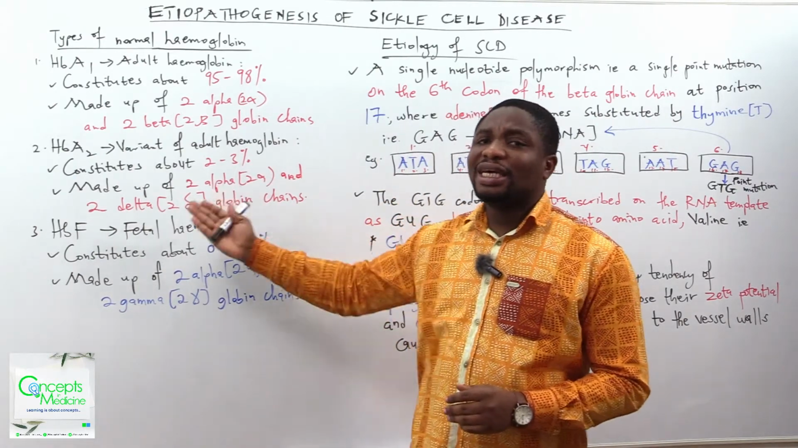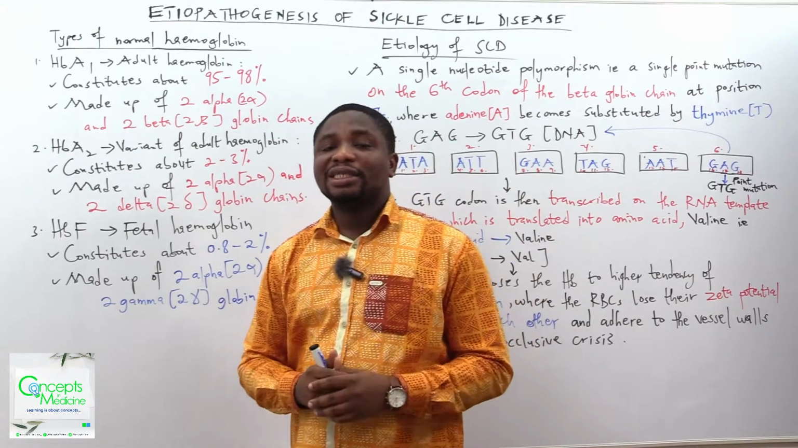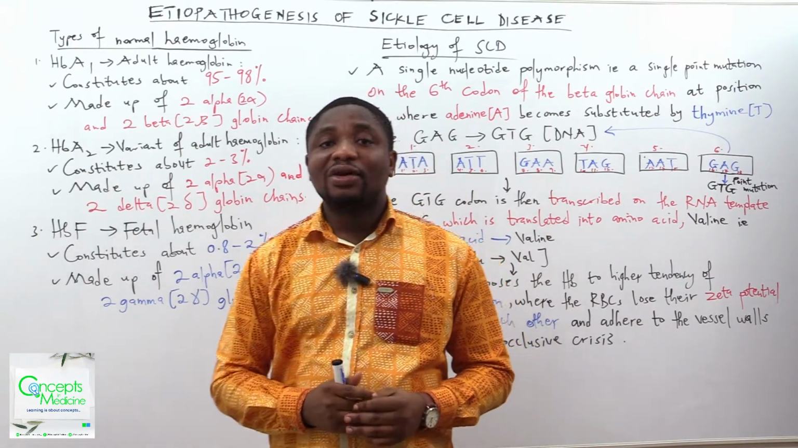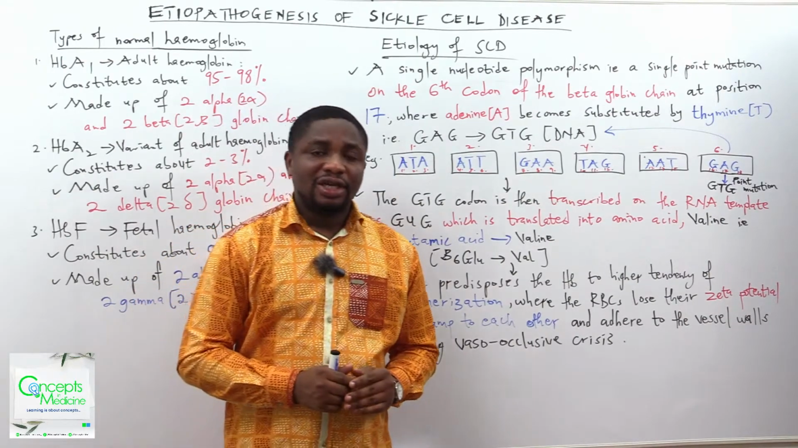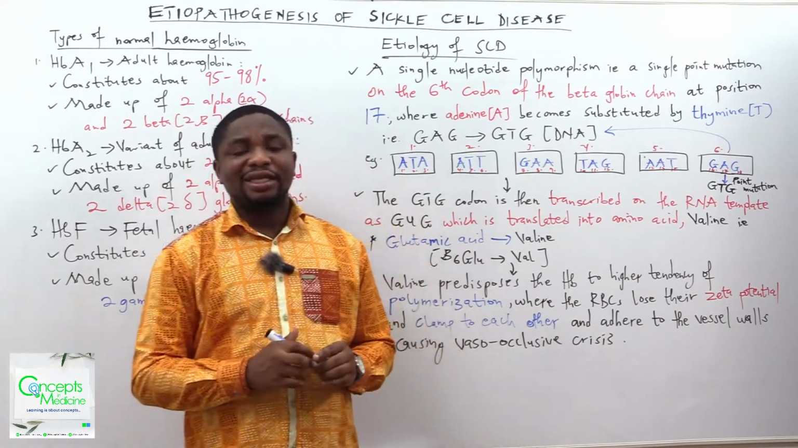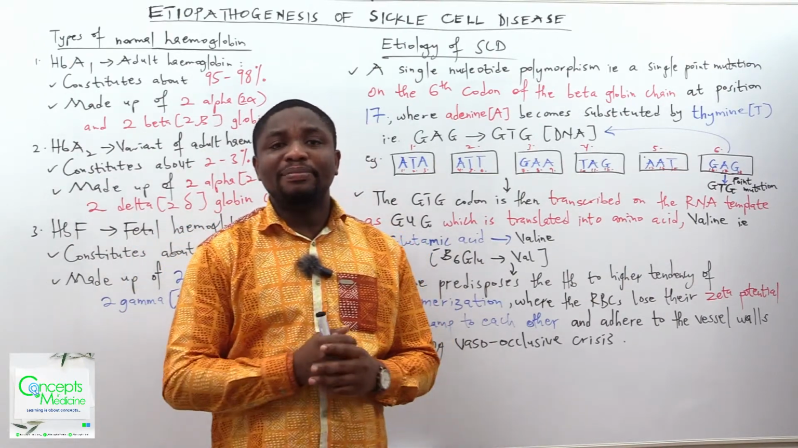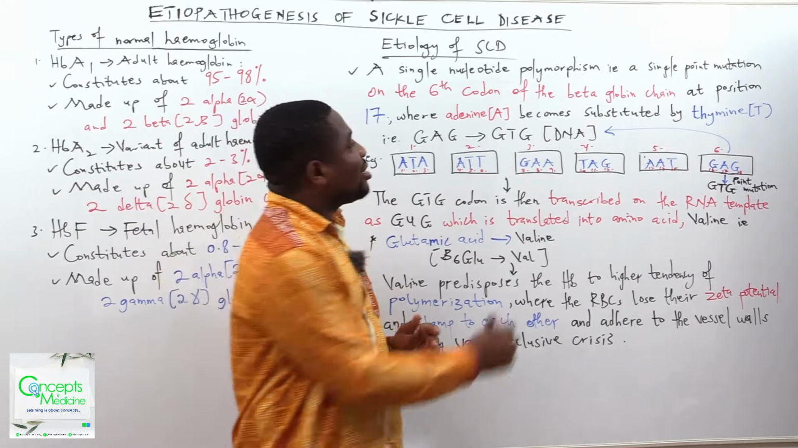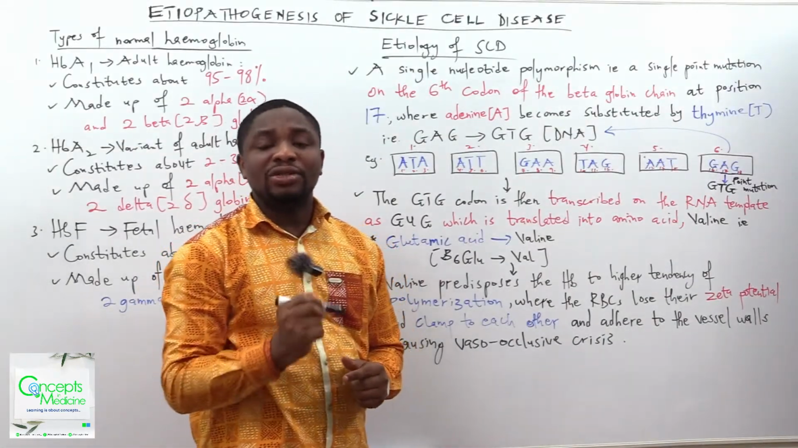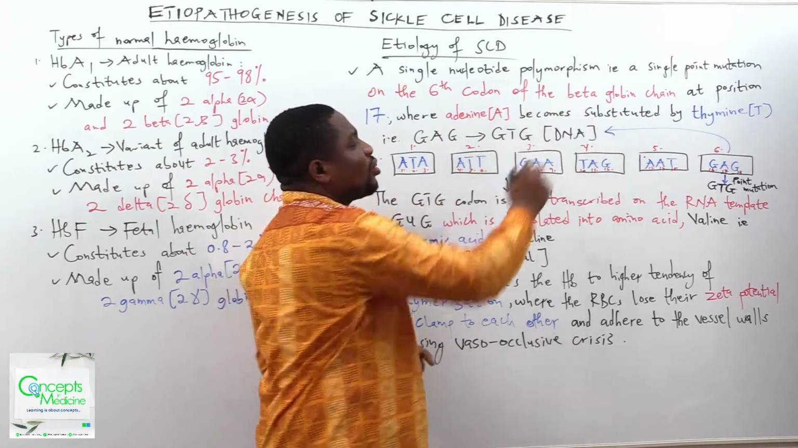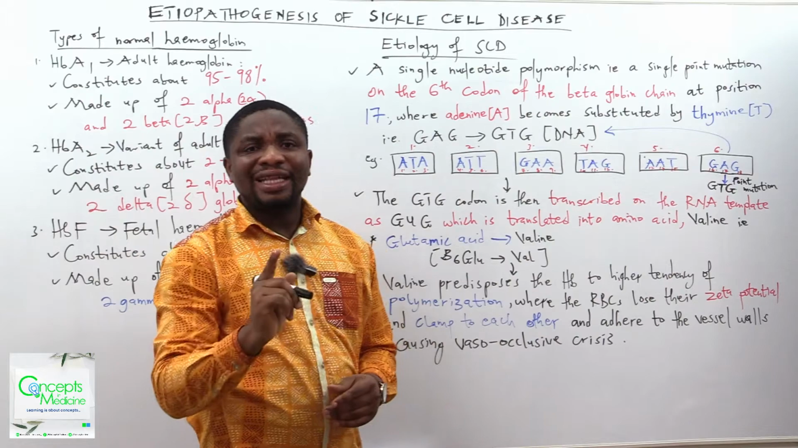Alright, once this has been put under the bed, we can then move ahead and look at the etiopathogenesis of sickle cell disease. So you should first of all know that sickle cell disease is a single nucleotide polymorphism, that is a single point mutation occurring on the 6th codon of the beta globin chain at position 17. What does that tell you?